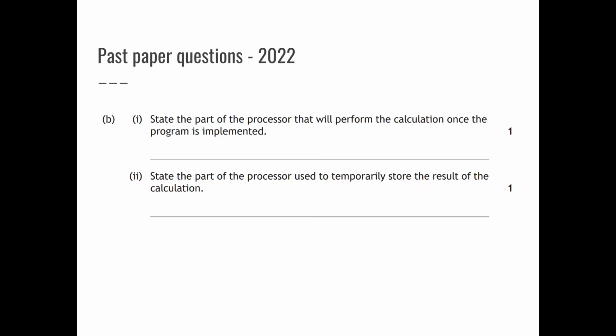Now you might think, hang on, that's a little bit brief. There's not a lot of information in this presentation. Well, take a look at some past paper questions. What do you really need to know? This is from the 2022 question paper, the most recent as of the time of recording. State the part of the processor that will perform the calculation once the program is implemented. There is some context that I've missed out here, but do you really need it? Which part of the processor performs calculations? It's the ALU, the arithmetic logic unit. Which part of the processor temporarily stores data? That's the registers.